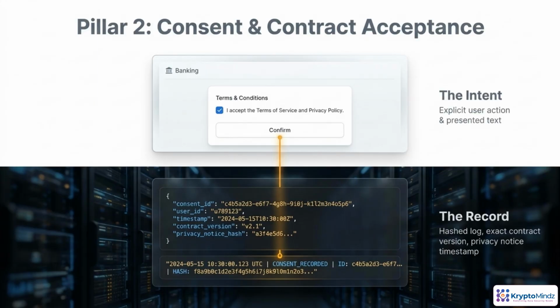Consent and contract acceptance are about proving two things: what the user saw and what they agreed to at a specific moment. You start by capturing intent, clear terms, and explicit action like ticking a box and clicking confirm, and any required declarations. Then you create a durable record: who the user was, which contract and privacy notice versions applied, the exact timestamp, and a cryptographic hash. Together, intent plus record make consent defensible and eIDAS ready.